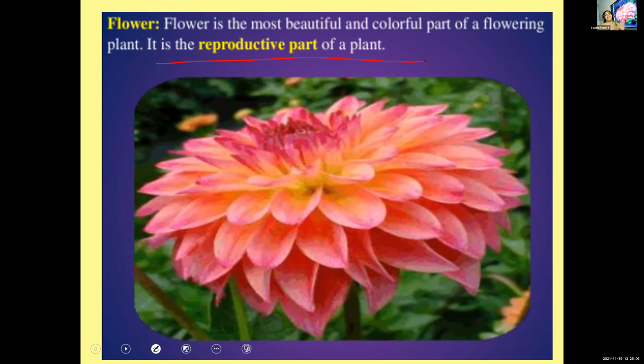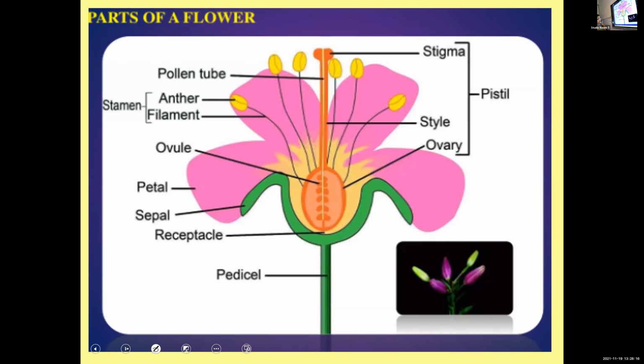So like that, the flower is just like that, making a new plant come out of it. It is the reproductive part. Now we are coming to it. It's a beautiful flower, but in that beautiful flower we have so many things inside. That is more difficult for us. A single flower has so many things. That is what we are going to study.